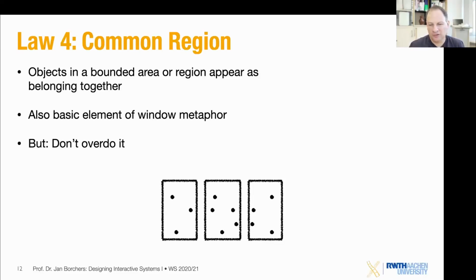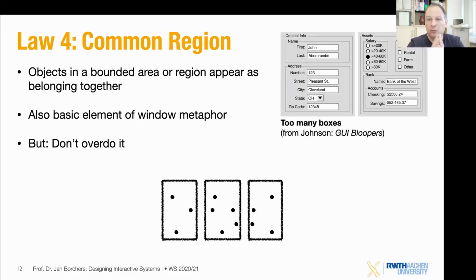This should not, however, be overdone. There is a tendency in some user interface tools and some design styles to overdo this, drawing boxes around everything. Here's an example where it's gotten a little out of hand. It's taken from a wonderful book called GUI Bloopers by Jeff Johnson. It's a whole book full of bad user interfaces, and you will have a lot of laughs looking at page after page until you get to that page where you're like, oh crap, I think I did that the other day in my own user interface.